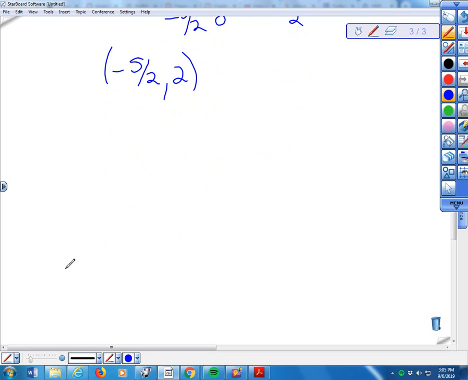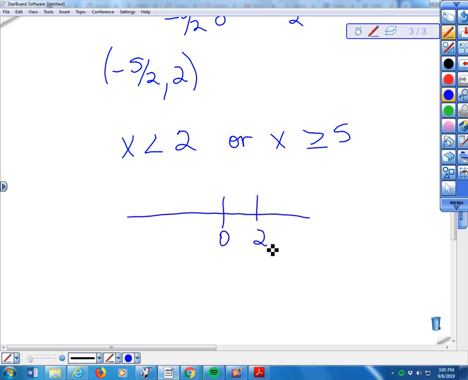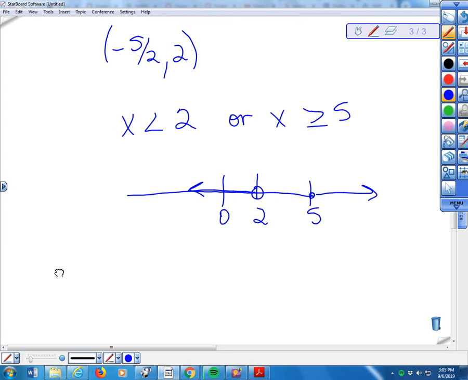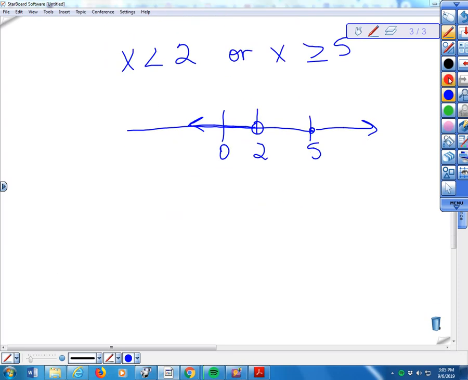Okay, so let's do one. Let's say I've solved a compound inequality and I get x is less than 2 or x is greater than or equal to 5. So if I were to graph this, I have 2 open to the left or 5 closed to the right. You see that? Maybe I'll do this part in red. Okay, this was my answer when I got all done. And this is how I would graph it, right?